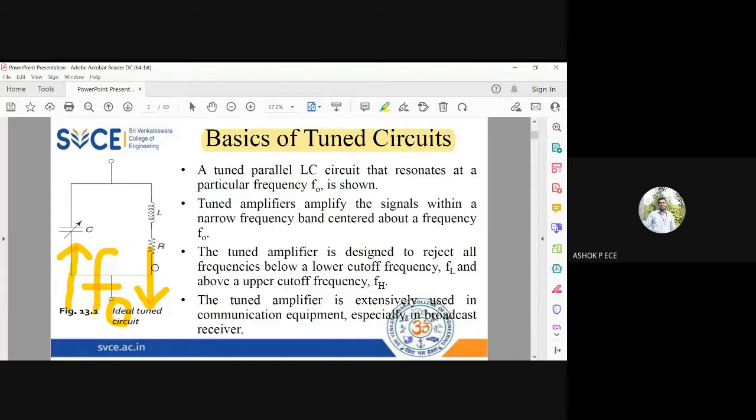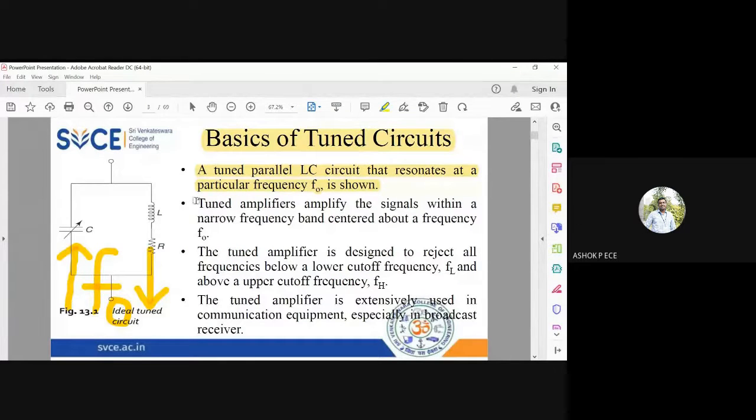Ideally, you will have only L parallel to C, but practically, an inductor is a winding, so it has a resistance, and you will have L in series with R, parallel to C. This is the practical tuned circuit, which you will be studying in the coming modules, especially when it resonates at a particular frequency F naught. If you use this tuned circuit in your collector side as the load, your amplifier becomes a tuned amplifier. If the same tuned circuit is used in the feedback path, your circuit becomes an oscillator. See how different the applications are where the tuned circuit is used.